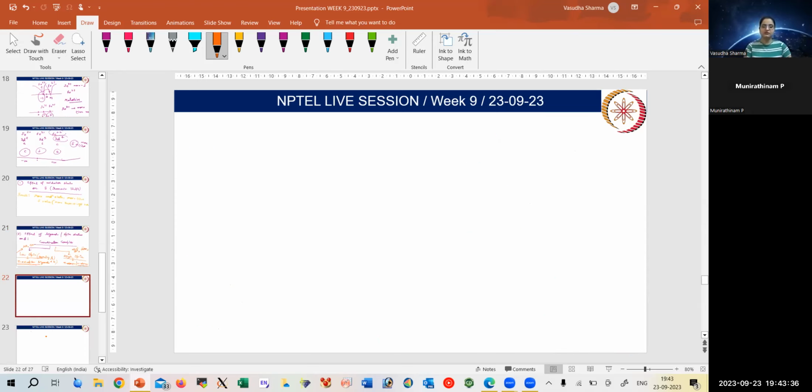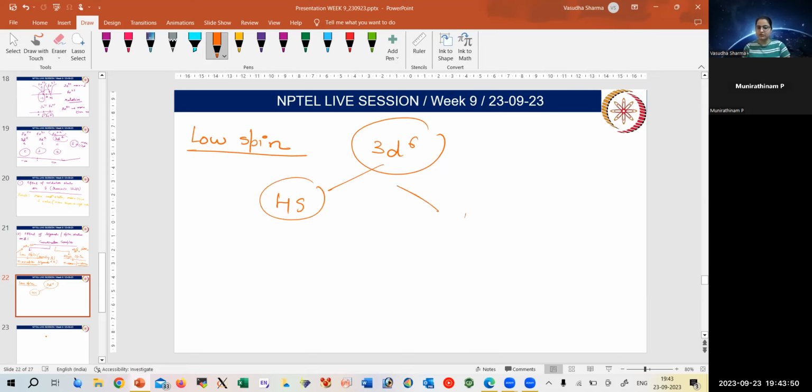Now, in the case of low spin, why do we say low spin? Low spin means mostly the electrons would be paired. Say, for example, if I have 3d6, it's a general case. It could be in high spin also, it could be in low spin also. So we know that in an octahedral field, if I have no splitting, all the d orbitals would be like this. These are d orbitals, and they are not splitting.